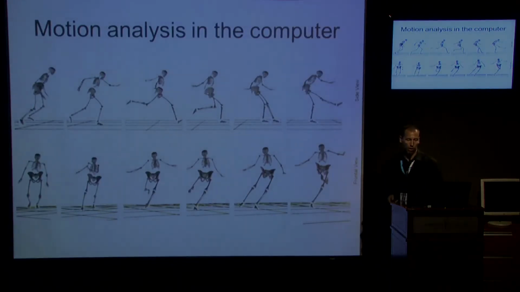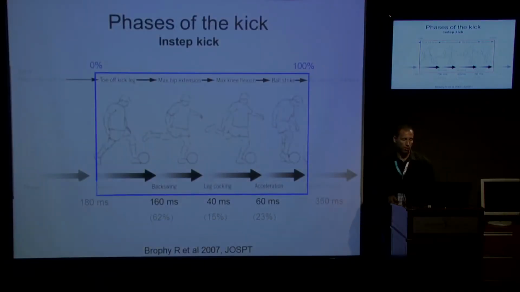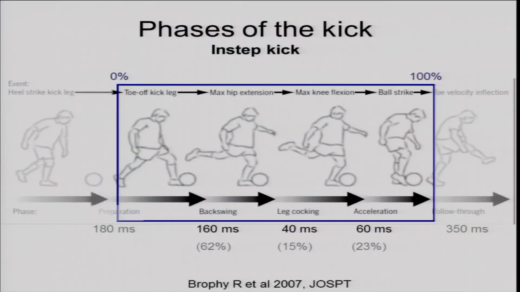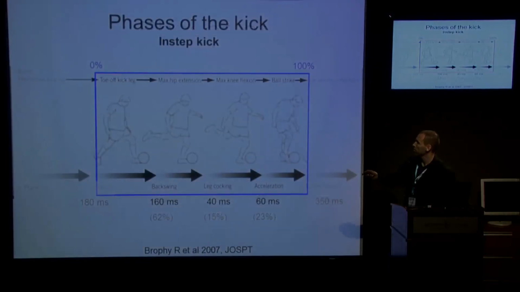So if we put a skeleton on our stickman, it can look something like this during the instep soccer kick, from a side view and a front view. Then we can divide the kick into different phases. Mostly in the literature, it's been analyzed from when the toe lifts from the ground of the kicking leg, and then until we strike the ball. So that's 0 to 100% of the kick. And then we have these three phases.